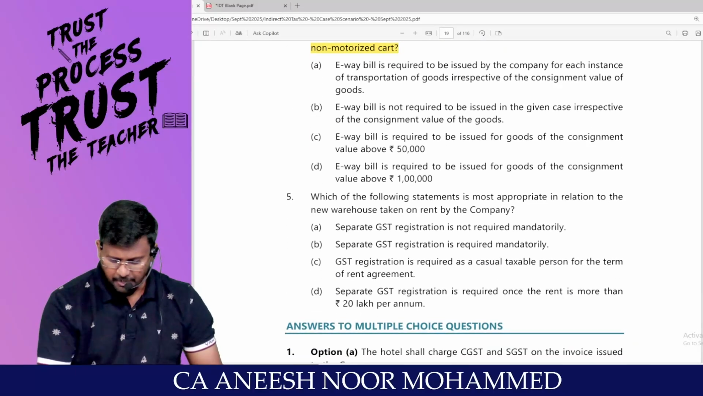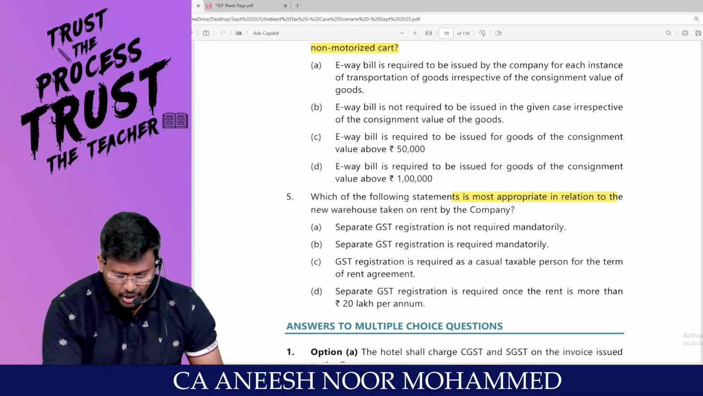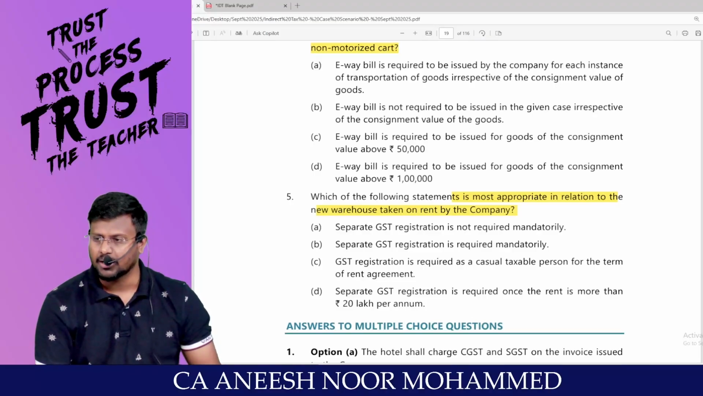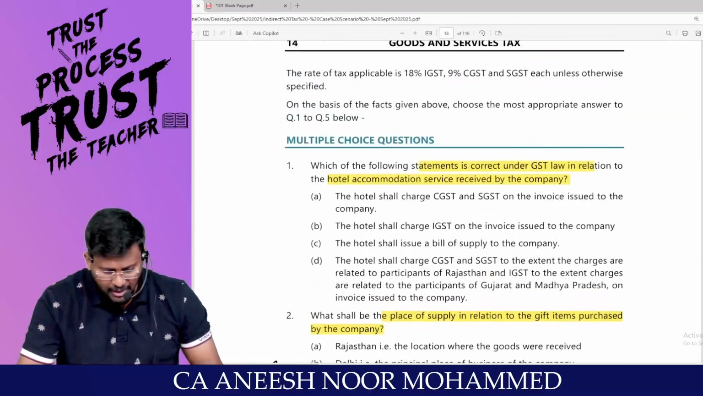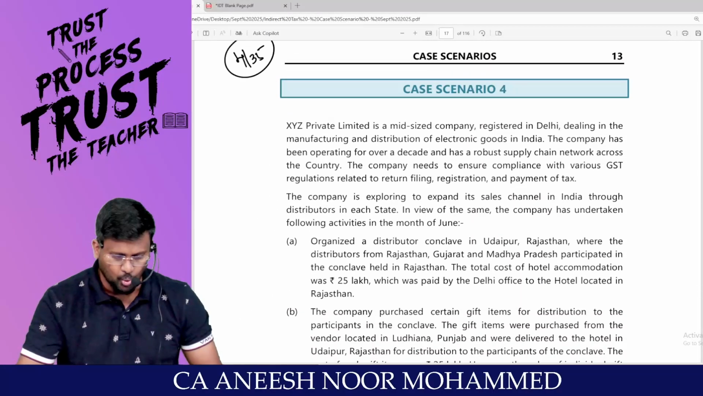Which of the following statements is most appropriate in relation to the new warehouse taken on rent by the company? So, the company has taken a new warehouse. Then when we read that, we will be very careful. Can I start reading the case scenario?